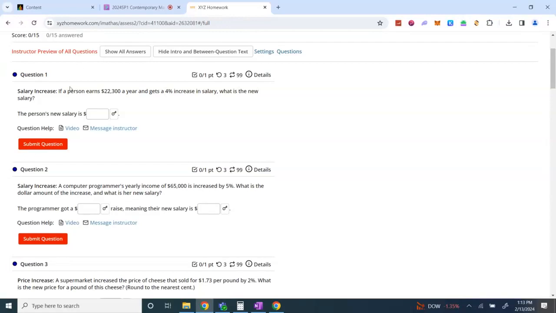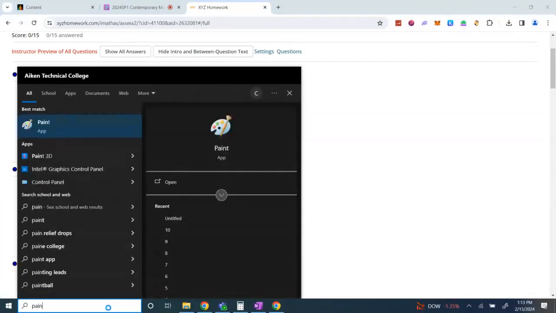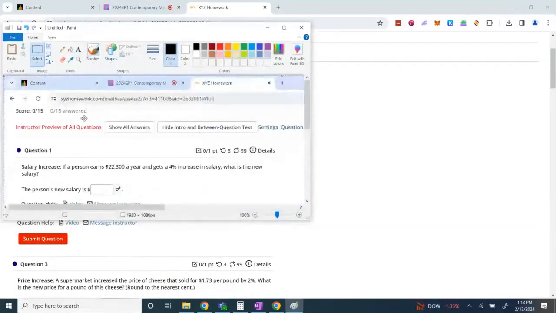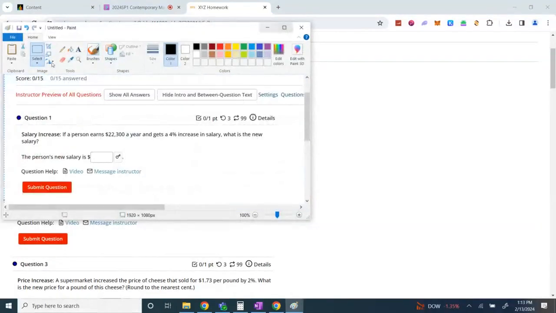So let's take a look at this first example. It says if a person earns $22,300 and gets a 4% increase in salary, what is the new salary? Okay, so let me just paste this over into OneNote.